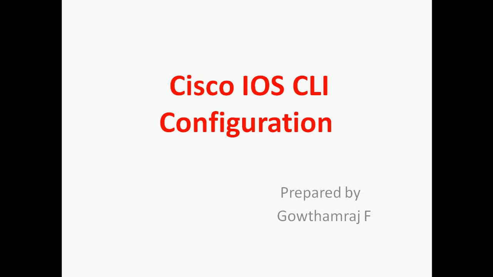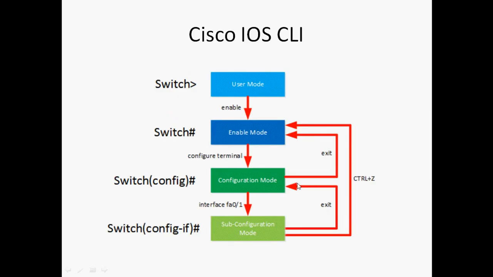In this video tutorial, I am going to discuss Cisco IOS CLI configurations. So, Cisco IOS CLI configuration. There are three modes in a switch as well as a router: user mode, privilege mode and global mode.